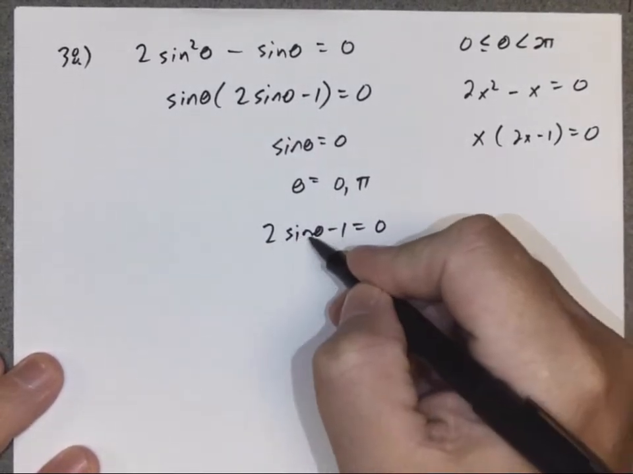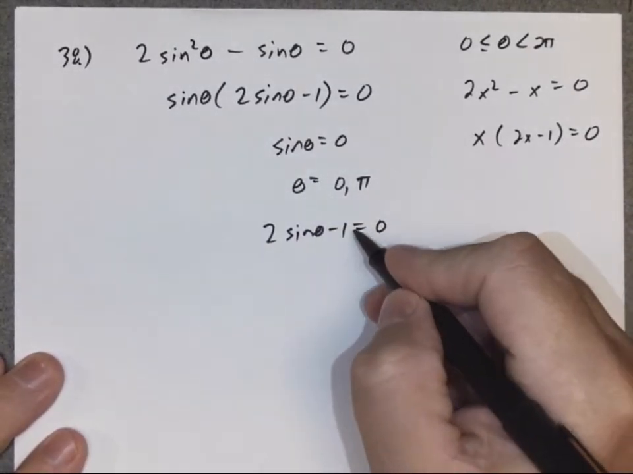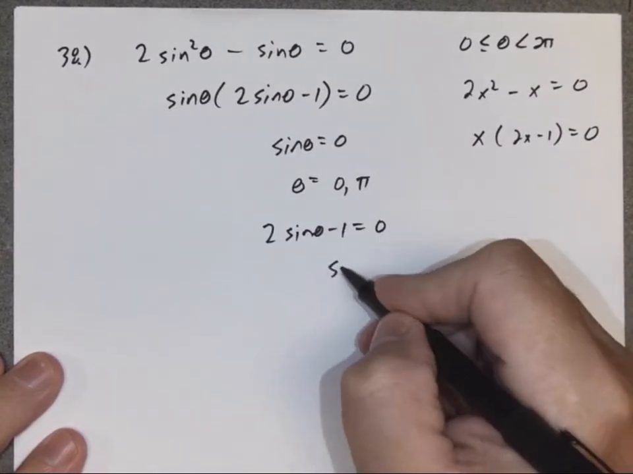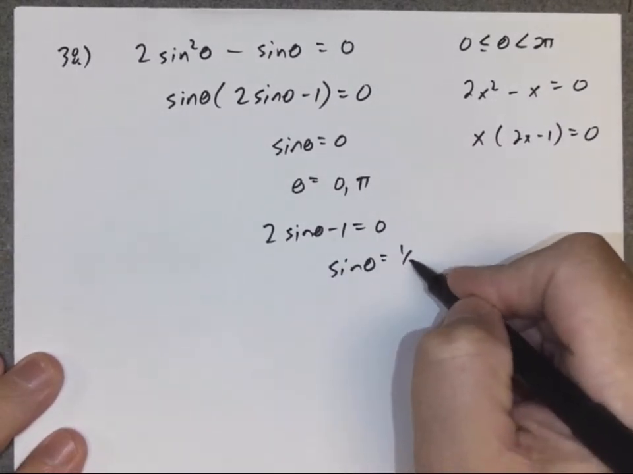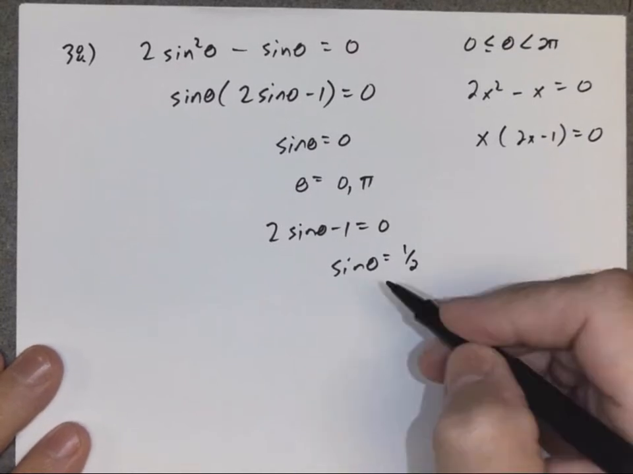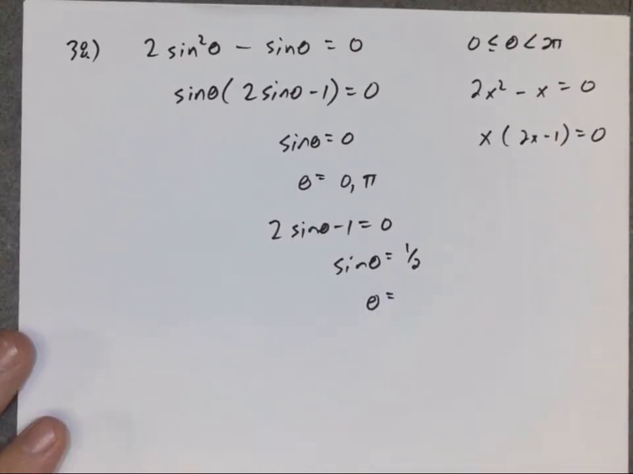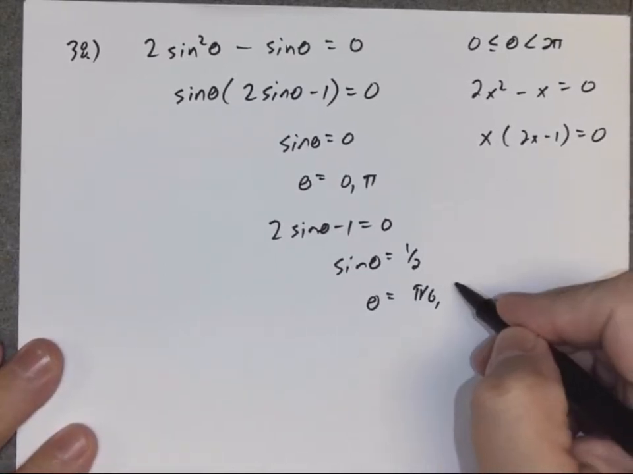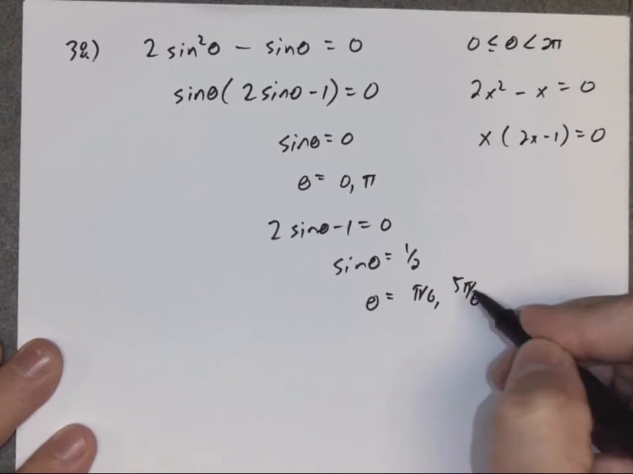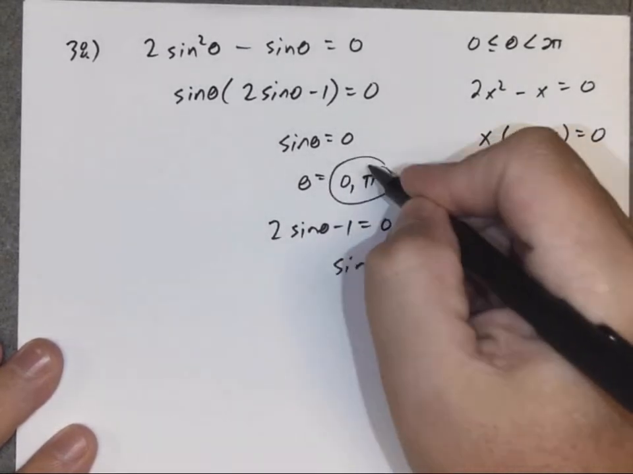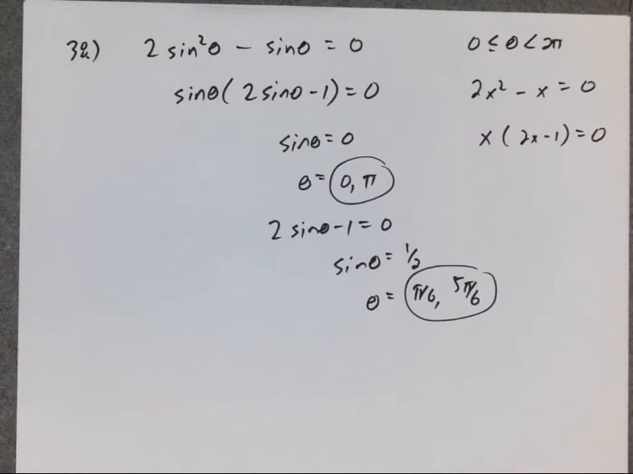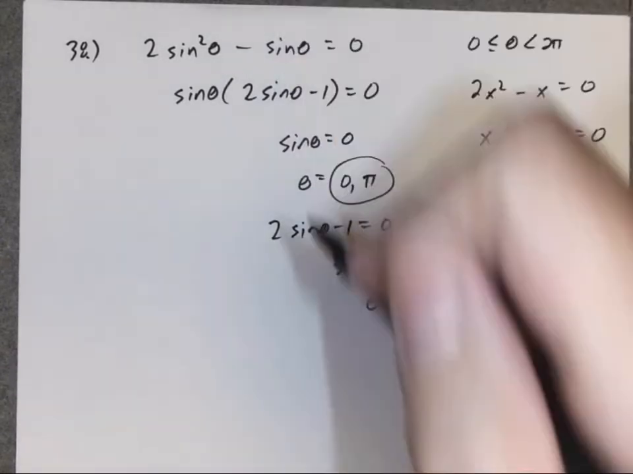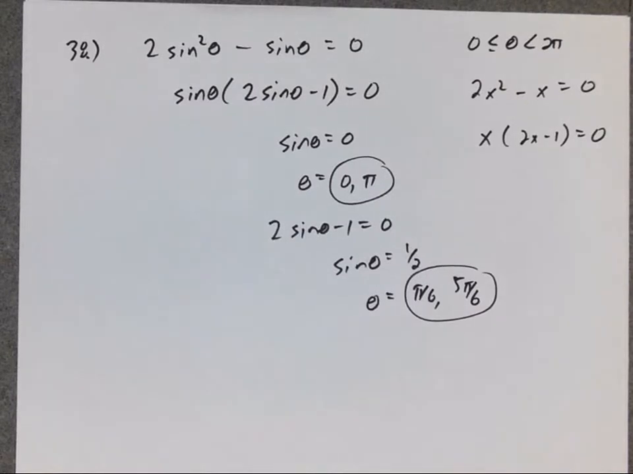Now I take the second factor, set equal to 0. Now let's solve, get the trig function by itself. Add 1 to both sides, divided by 2. Now I say, what are the angles where the sine is 1/2? I know it's pi over 6 and 5 pi over 6. So if I didn't make any mistakes, those should be my answers. Actually 4 angles. Solve this equation.